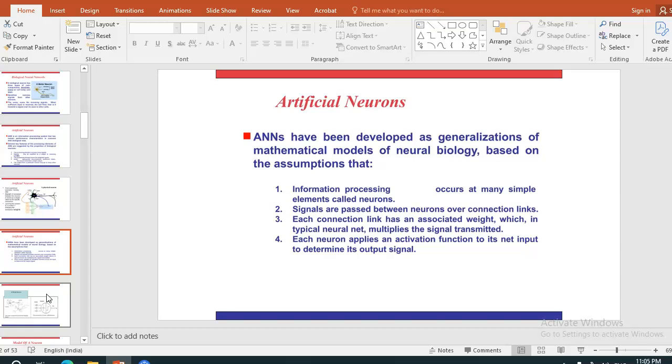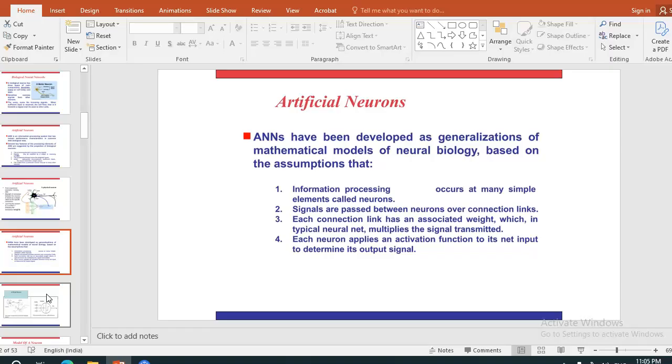So this is the general development study about ANN. Information processing occurs in many simple elements called neurons, like the soma. Signals are passed between neurons over connection links. Each connection has a weight, which in a typical neural network multiplies the signal transmitted. So we perform the formula y equals bias plus Σ wi xi. That means we do the summation with bias as well as the multiplication of weight with input.